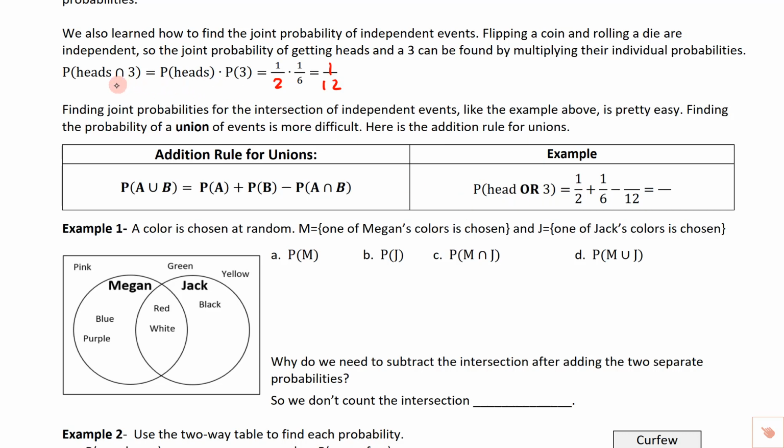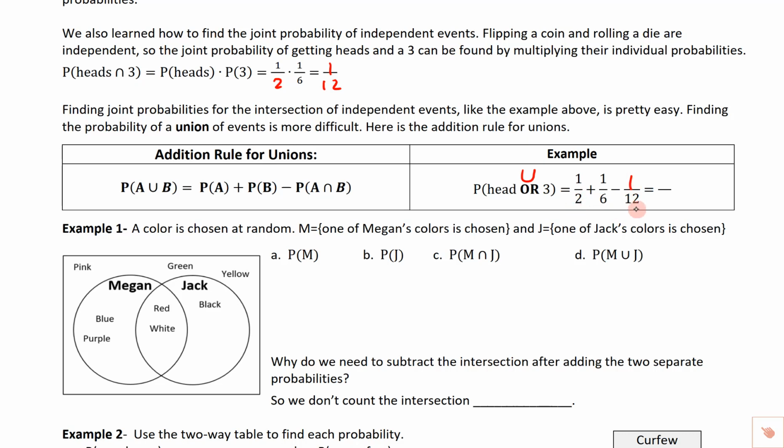Okay, this was an intersection. This was an and. This is an or. Okay, so this would be a union. The union of the two things happening. So a head can happen, okay, or a 3 can happen. So this is going to be the probability of a head, which is 1/2. The probability of a 3, which is 1/6, and then we're going to subtract the intersection. Well, this was the intersection right here, so we're going to subtract 1/12. And then we've got to do a little bit of arithmetic.